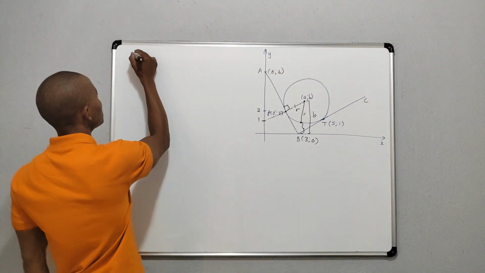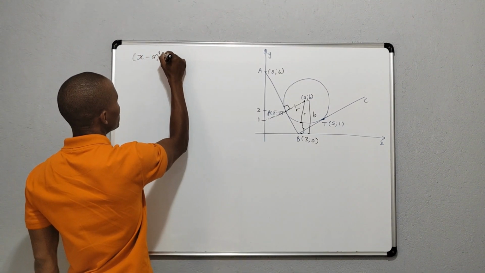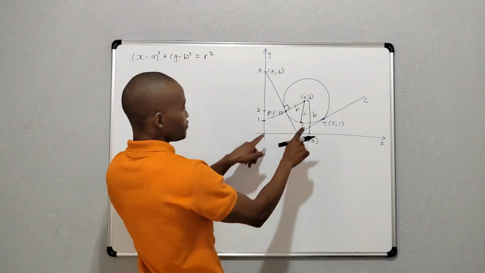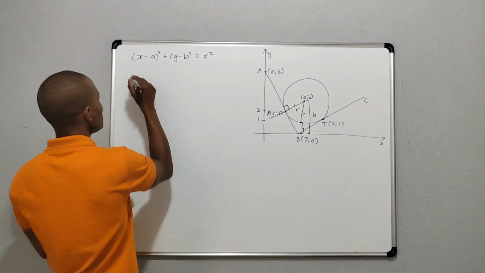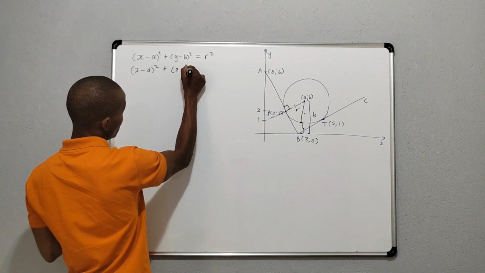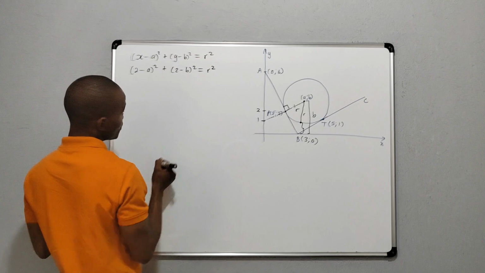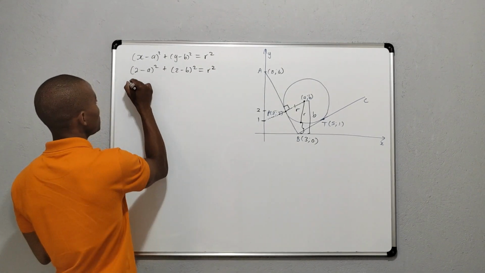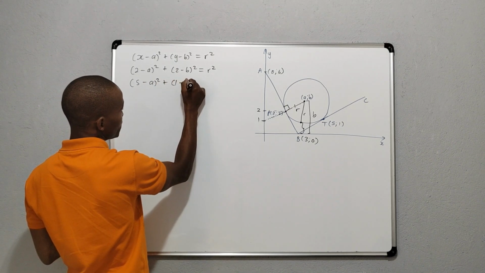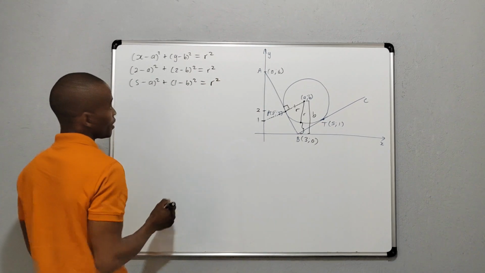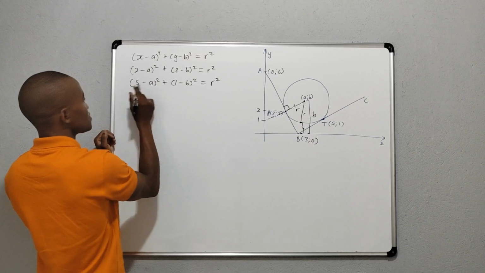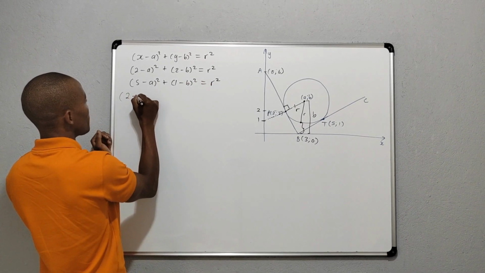We know the following. The equation of a circle is represented like this. Okay, we have 2 points that we can use, P and T. So we have (2 minus a) squared plus (2 minus b) squared is equal to r squared. Also, for T, it will be (5 minus a) squared plus (1 minus b) squared is equal to r squared. And therefore, we can equate these two left-hand side expressions since they're both equal to r squared.